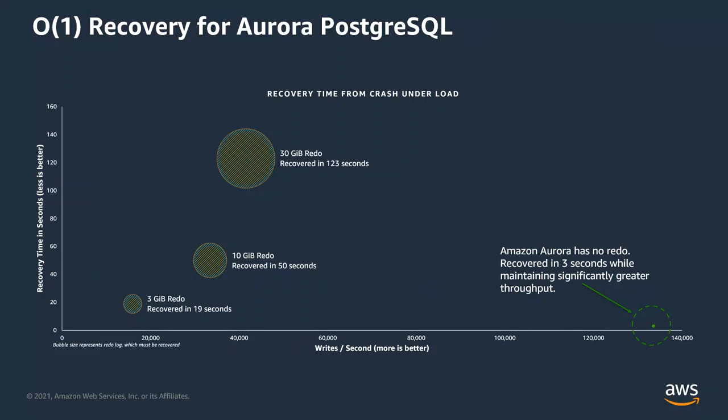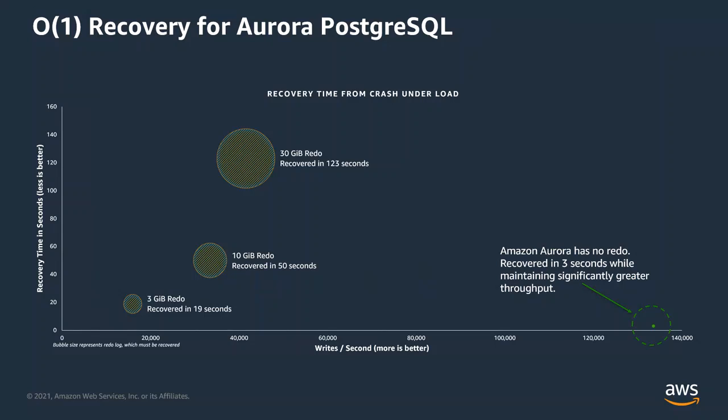All right, so if we look at the 3 dots on the left, we see that running at a fairly low write rate, this is with community Postgres, a fairly low write rate, when it crashed, we had 3 gigabytes to redo, and it recovered in 19 seconds. Then if we increase the write rate, this is more log since the checkpoint. We have more redo to do. There's more log, and it takes longer to recover.